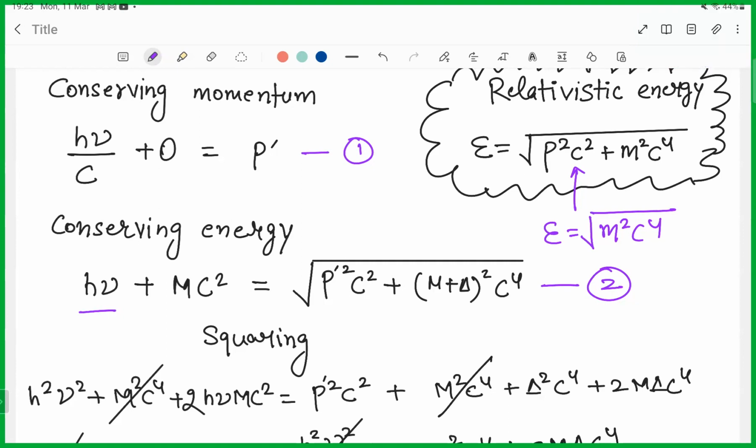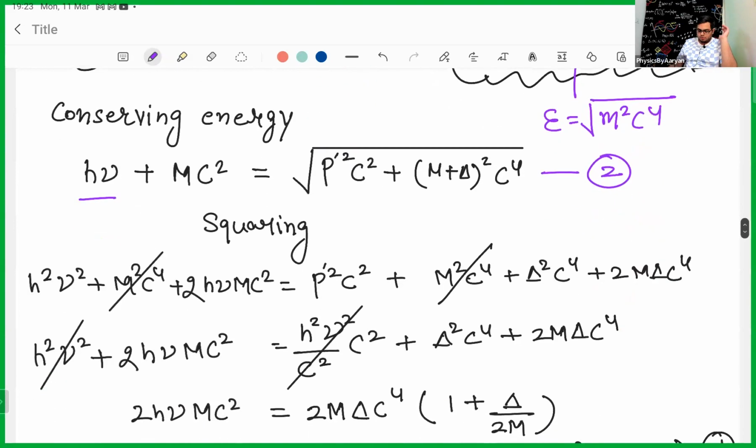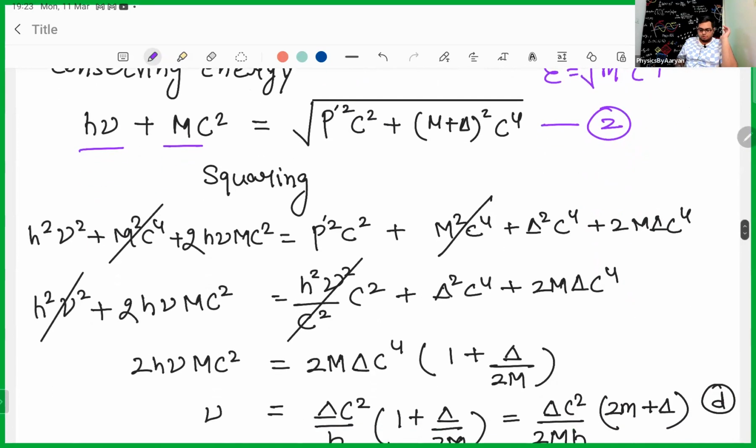So the last one is the total energy, due to the momentum plus its rest mass. Now just square it. If I square both sides, I get a square plus b square plus 2ab. So a square will be h square nu square plus m square c^4 plus 2h nu mc square. That is just a square plus b square plus 2ab.